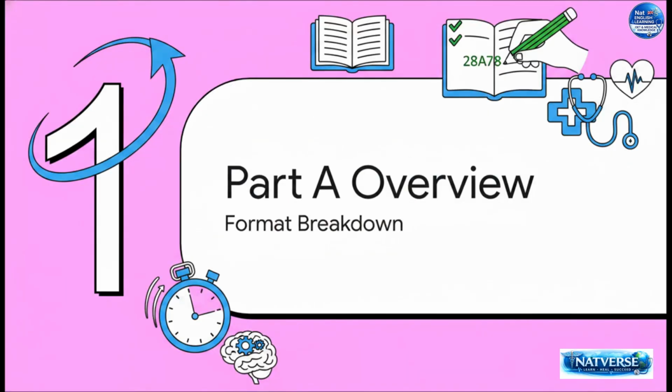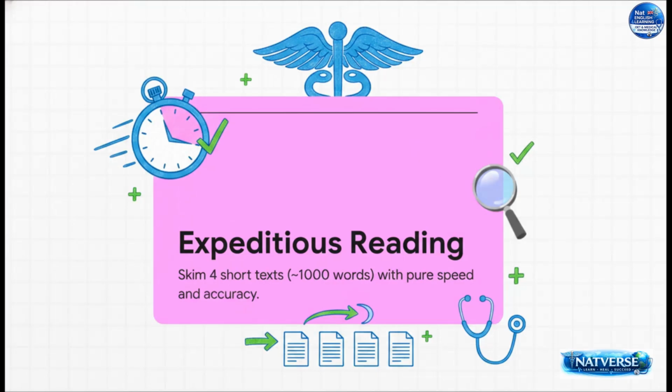Let's start with Section 1, OET Reading Part A Overview, breaking down the format. You know, you really can't defeat an opponent you don't understand, so let's look at the actual mechanics of Part A. The entire section tests what we call expeditious reading. Now, what does that mean? It means you have 0 extra time while navigating a single healthcare theme, like maybe diabetes management or wound care. You are definitely not reading these texts to learn the material, and you certainly aren't reading them like a novel. You're rapidly scanning roughly 1,000 words across 4 distinct short texts. It's a pure test of speed and precision hunting.